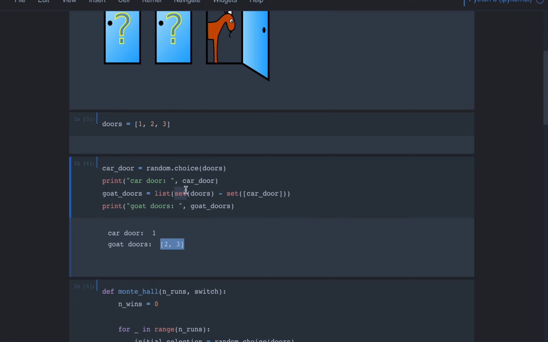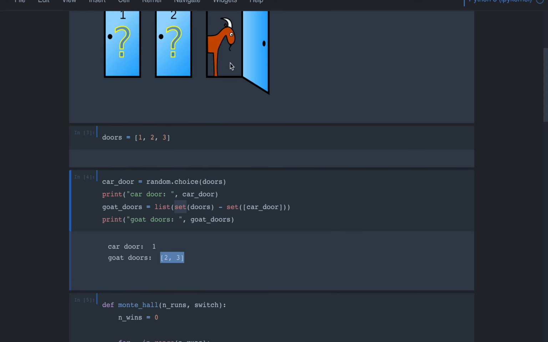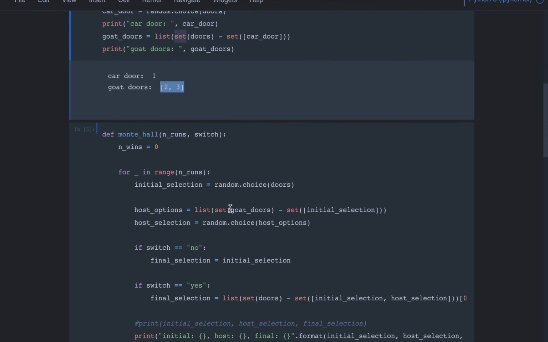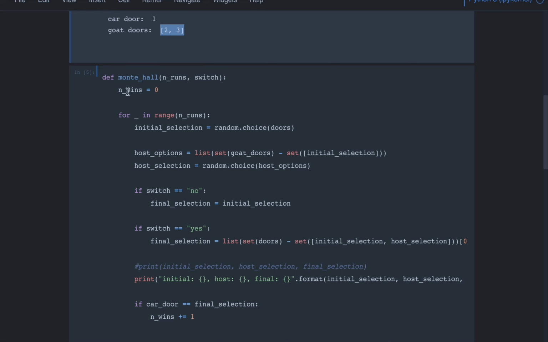So with this code, all we did is we have 3 doors, and we selected one of the doors for the car and the remaining 2 doors for the goats, right? Now let's conduct the experiment. So we are writing a function here.